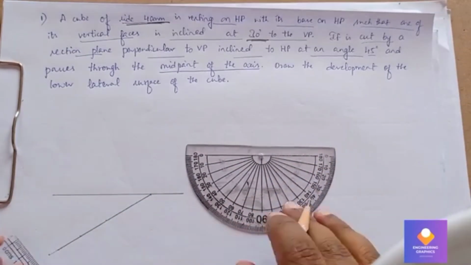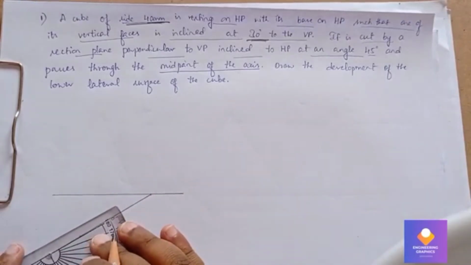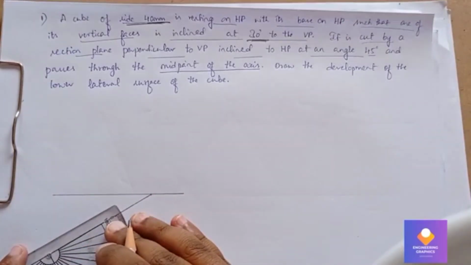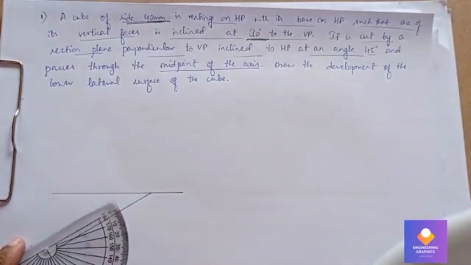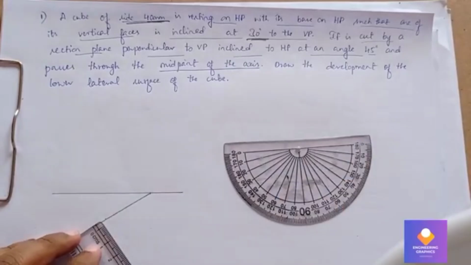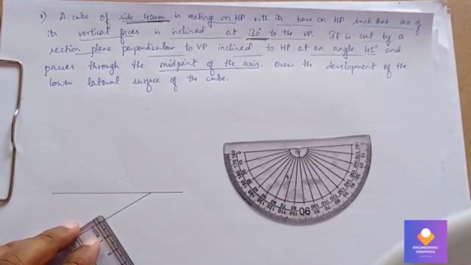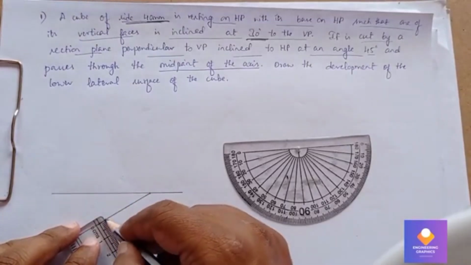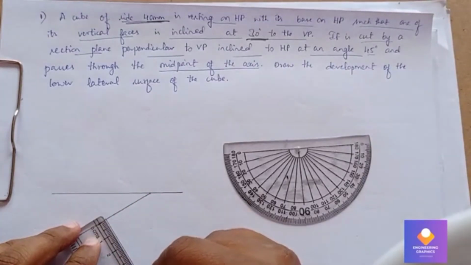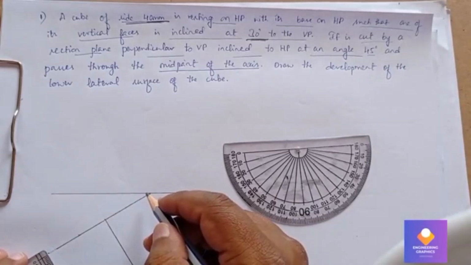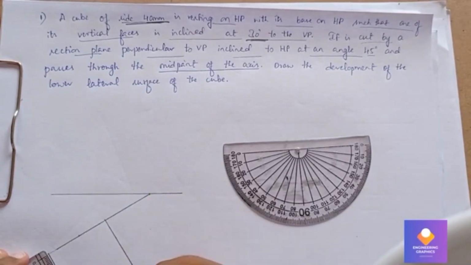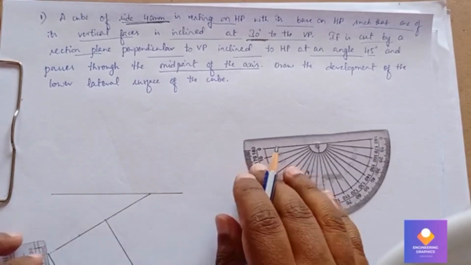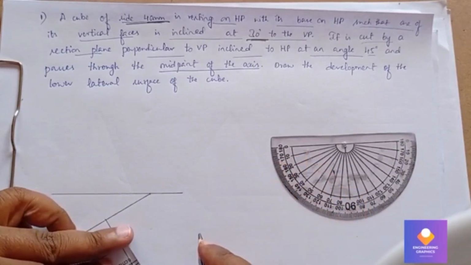Now after marking 90 degrees, draw a line of length 40 mm passing through this 90 degree point. So a vertical line you have to draw, just a line of length 40 mm. Here also you can draw a line of length 40 mm. Now we can join to complete the sketch.